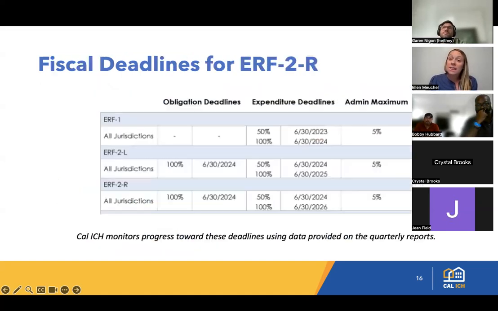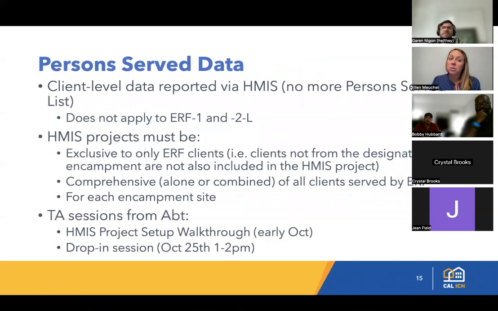So the biggest indicator of whether or not you need to submit a quarterly report would be if you receive an email from us on Friday asking for that report. If you just received notification within the last month, and maybe the contract documents from Cal ICH, that would indicate that you are a later wave. And if you have not received funding, we will not be expecting a quarterly report from you.